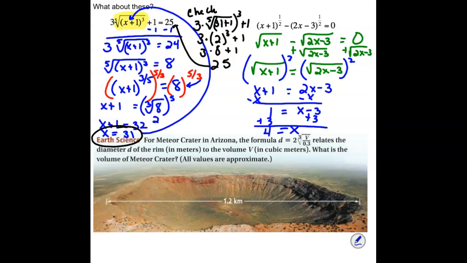All right, let's check that. We're going to put a 4 in for both of our x's. We have 4 plus 1 would be 5 to the 1/2 power. For the next chunk, we have 2 times 4, that's 8. Minus 3 is 5. And 5 to the 1/2 minus 5 to the 1/2 does get us 0. All right, so it did work.